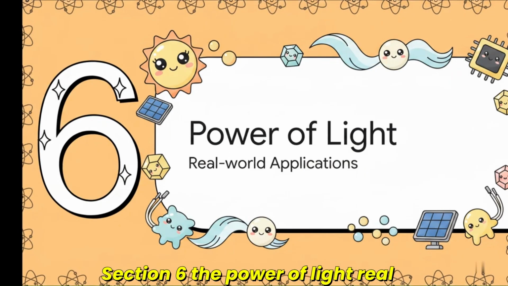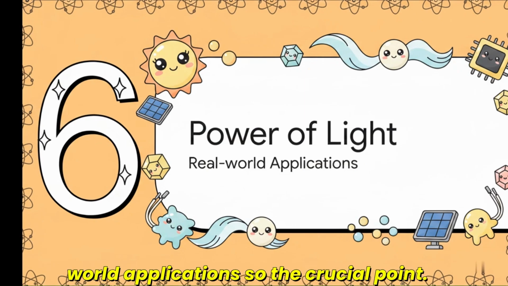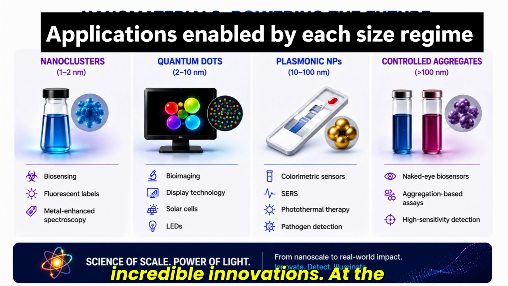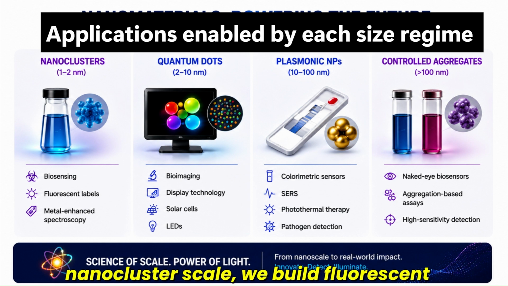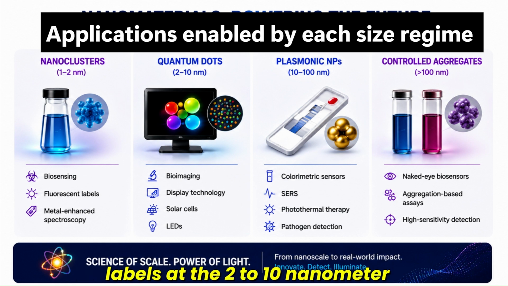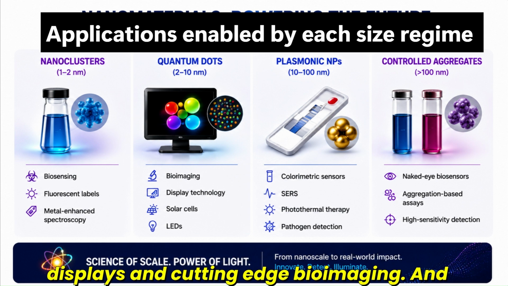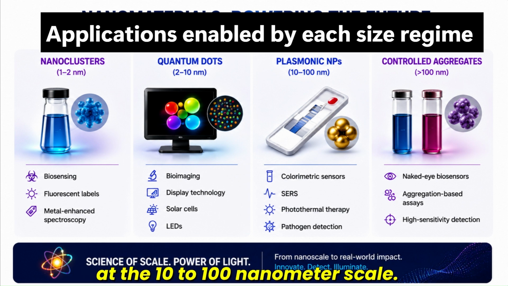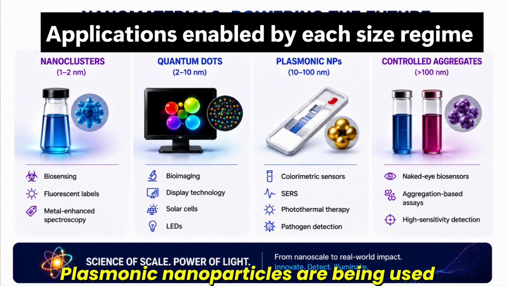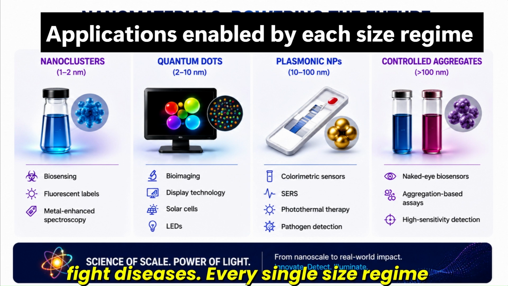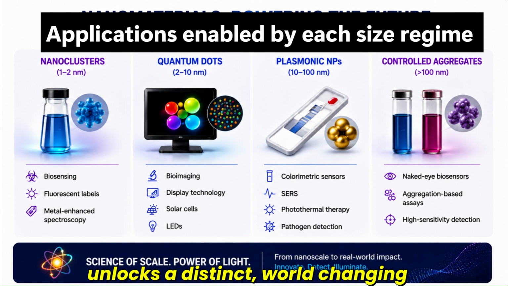Section 6. The power of light. Real-world applications. So the crucial point is that by understanding this journey of size, we can engineer some truly incredible innovations. At the nanocluster scale, we build fluorescent labels. At the 2 to 10 nanometer scale, those tunable quantum dots, they're powering your high-end LED displays and cutting-edge bioimaging. And at the 10 to 100 nanometer scale, plasmonic nanoparticles are being used for targeted photothermal therapies to fight diseases. Every single size regime unlocks a distinct, world-changing application.